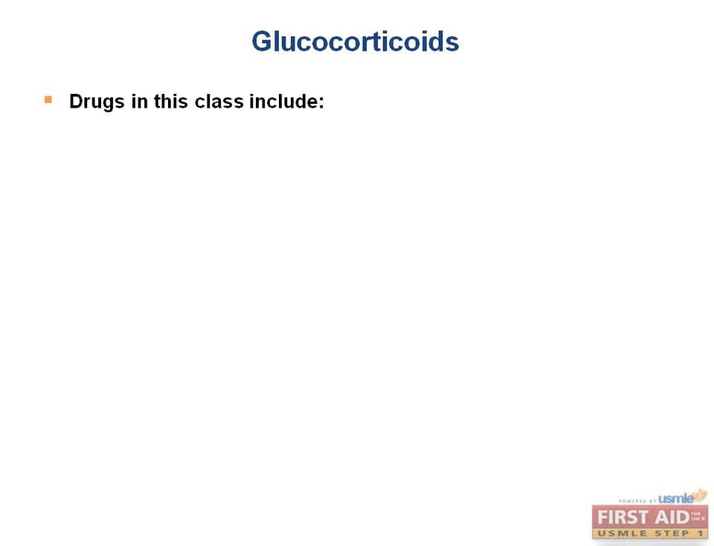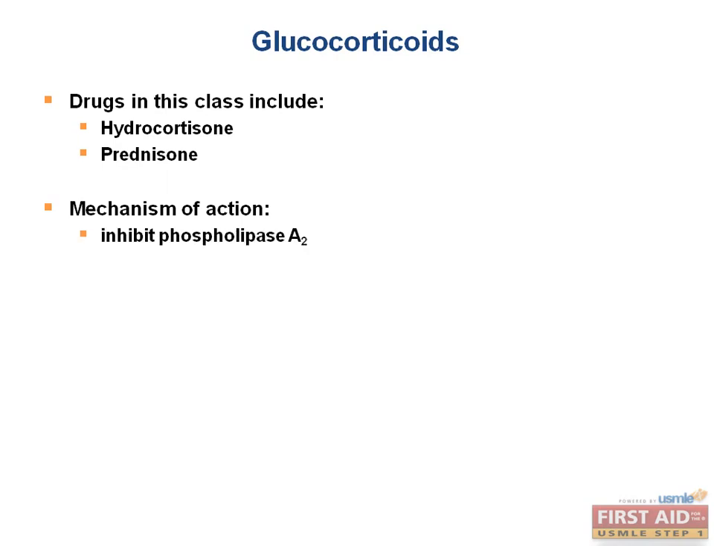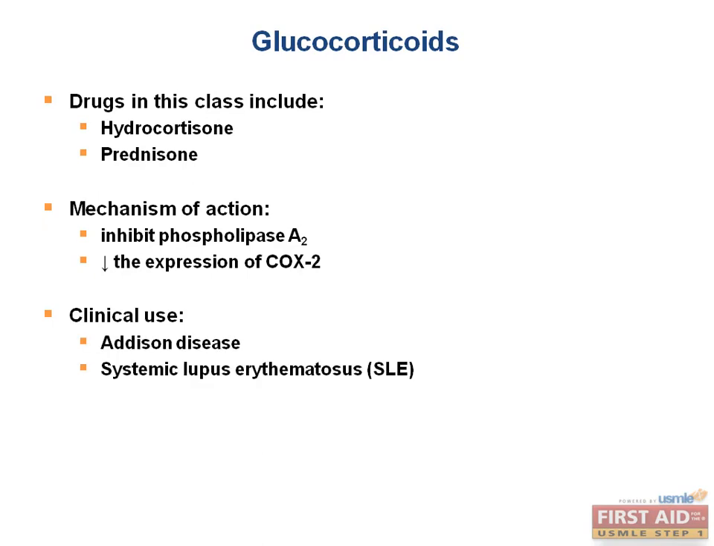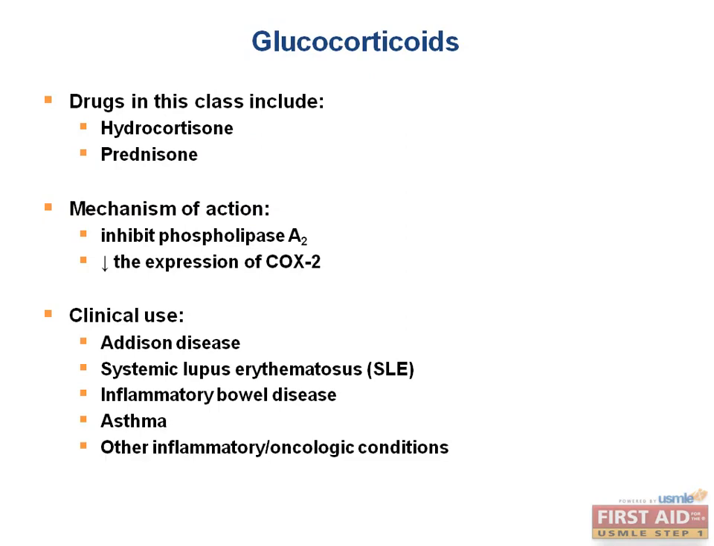There are many different glucocorticoids, such as hydrocortisone and prednisone. How do they work? Well, their mechanism of action is to inhibit phospholipase A2, which decreases the production of leukotrienes and prostaglandins. They also decrease the expression of COX-2 to further block the synthesis of prostaglandins. Because they suppress the immune system, they are used to treat a variety of autoimmune diseases, such as Addison's disease and lupus. Also, they are used to treat conditions such as inflammatory bowel disease and asthma, in addition to a whole slew of other inflammatory and oncologic conditions.